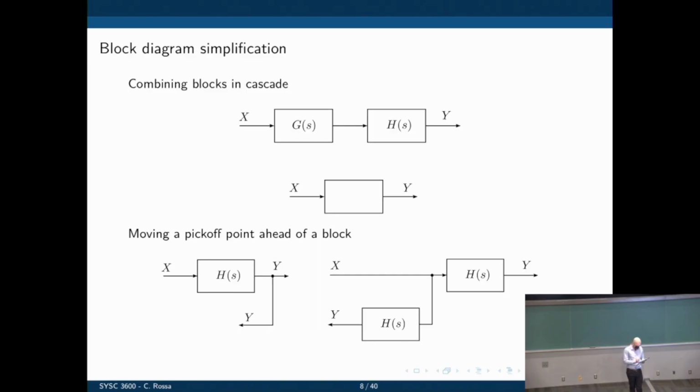What is the equation for the output here? It's simply the multiplication of them. All right, so that is g of s times h of s times x of s, which means that we could replace those two blocks with an equivalent block g of s times h of s. And again, the output of the system here remains precisely the same. Does that make sense? All right, so things in cascade, we can simply multiply them and put them together in the same simulation block.